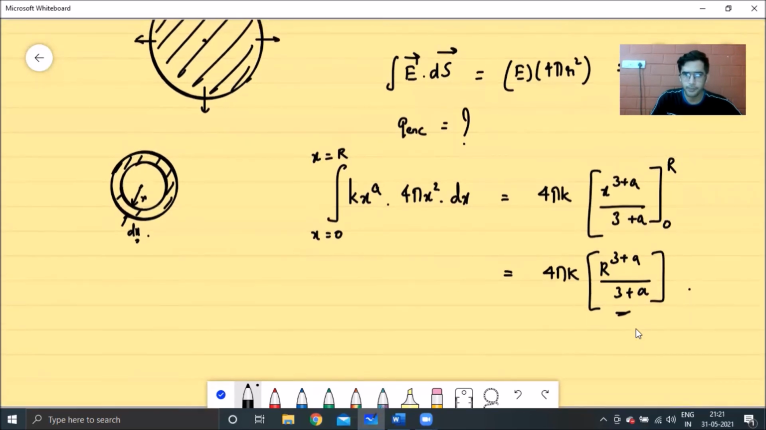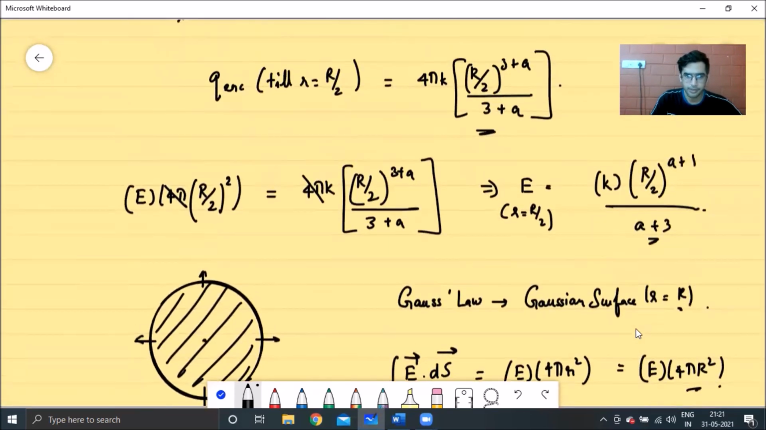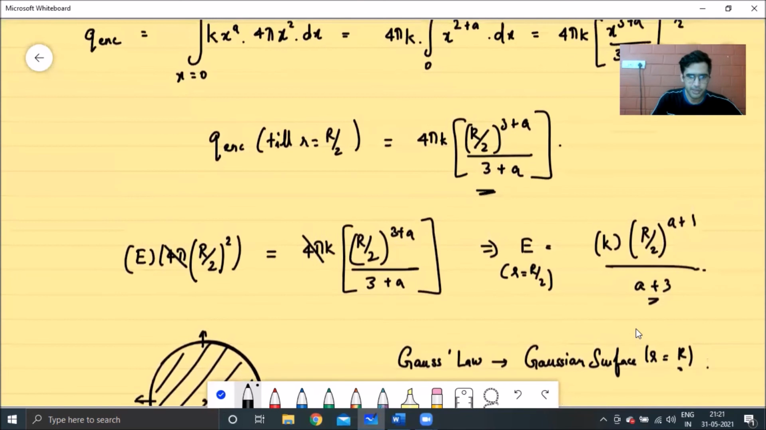And now applying Gauss law. Sorry, I made a small mistake. This is because charge enclosed divided by epsilon naught. I forgot to take care of the epsilon naught. Fine.